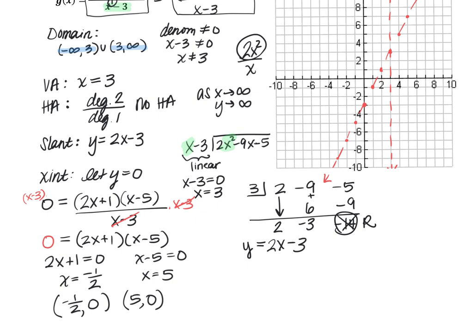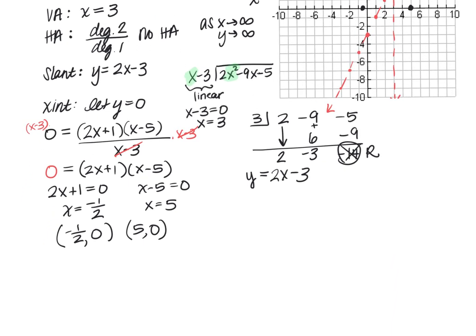Remember, I recommended that you graph as you go. So let's plot those. (-1/2, 0) and (5, 0) are the two places where this graph will intersect the x-axis. So lastly, we need to find that y-intercept, and we'll do that by letting x equal 0. So in this case, we're finding g of 0 because we're plugging 0 in for x.